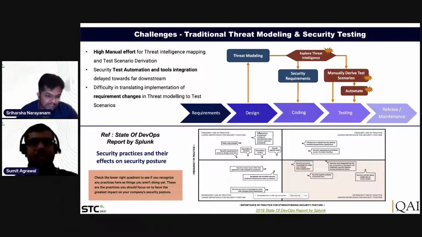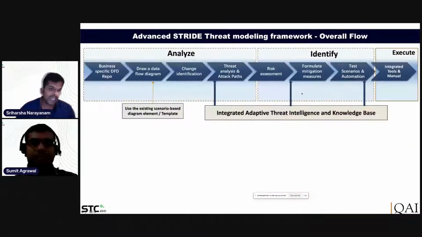Now, this being the problem, I'll first introduce the overall framework for the approach we have taken, and how it is different from others. So this is the overall framework. I'll take you through the flow and then explain the differentiators. One is that the business-specific data flow and design diagrams are kept in a separate repository.